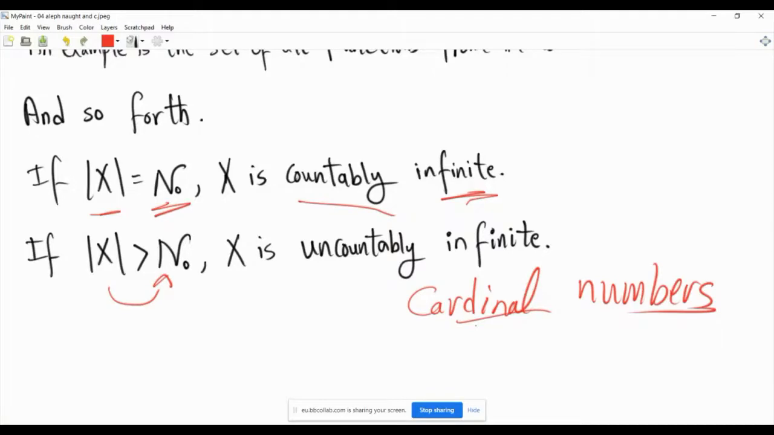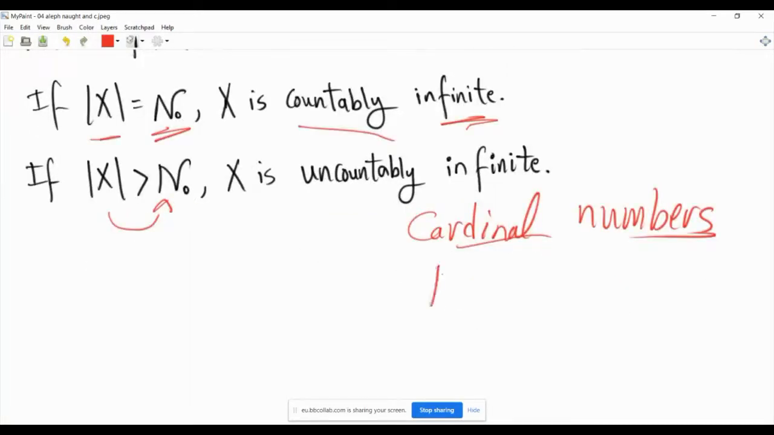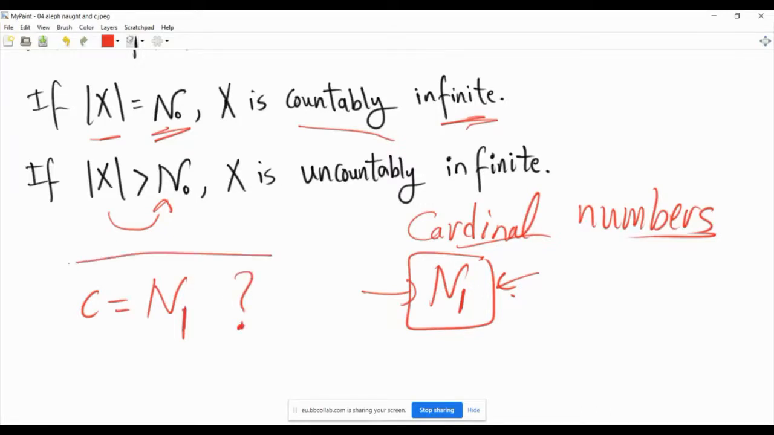Okay, and there is a cardinal number called Aleph1, which is the next cardinal number, the cardinal number above Aleph Naught. So again, the smallest infinity is Aleph Naught, and this is the next one, Aleph1. And it is an open problem in mathematics whether c is equal to Aleph1. This is an open problem called the continuum hypothesis, and there is no solution till now.